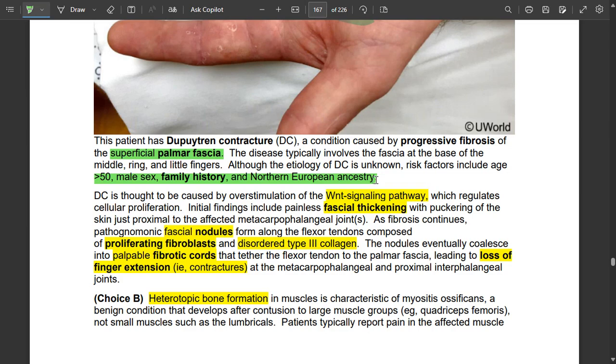As fibrosis continues, pathognomonic fascial nodules form along the flexor tendons, composed of proliferating fibroblasts and disordered type 3 collagen. The nodules eventually coalesce into palpable fibrotic cords that tether the fascia, leading to loss of finger extension. Contractures occur at the metacarpophalangeal and proximal interphalangeal joints.